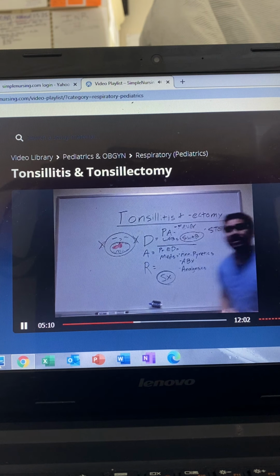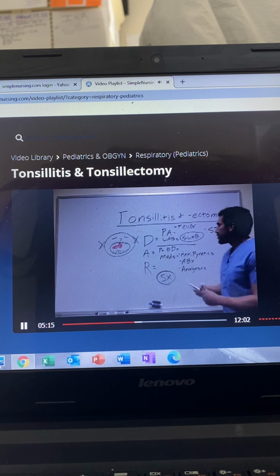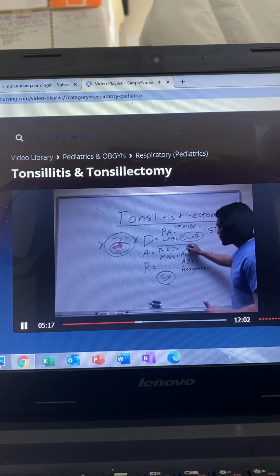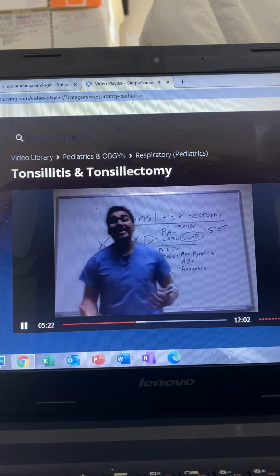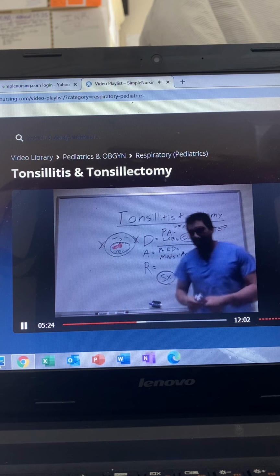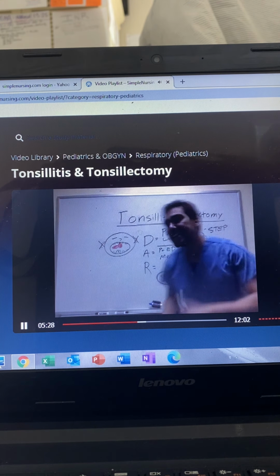But we're going to add some medications here. We're going to give antipyretics for the fever, basically meaning your Tylenol or your NSAIDs, your non-steroidal anti-inflammatory agents. And remember, Tylenol is not an NSAID.